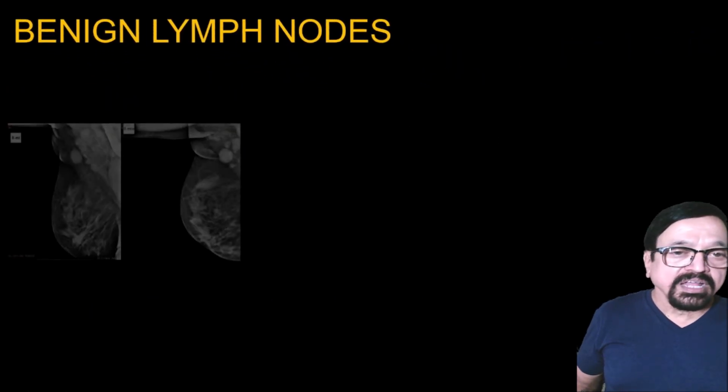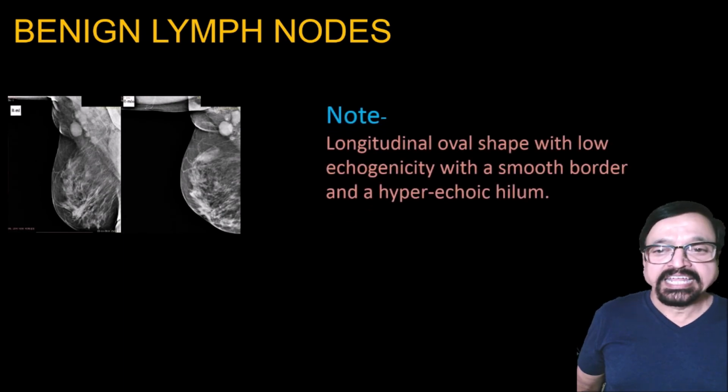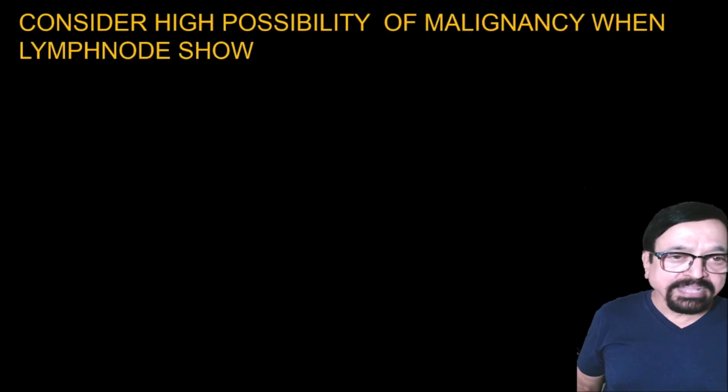Now we are seeing illustrations. These are benign nodes. You are seeing longitudinal oval shape with low echogenicity, smooth borders and hyperechoic hilum. These characteristics are from the ultrasound which was done along with the mammography. What we get here are multiple lymph nodes in the axilla which were of benign nature.